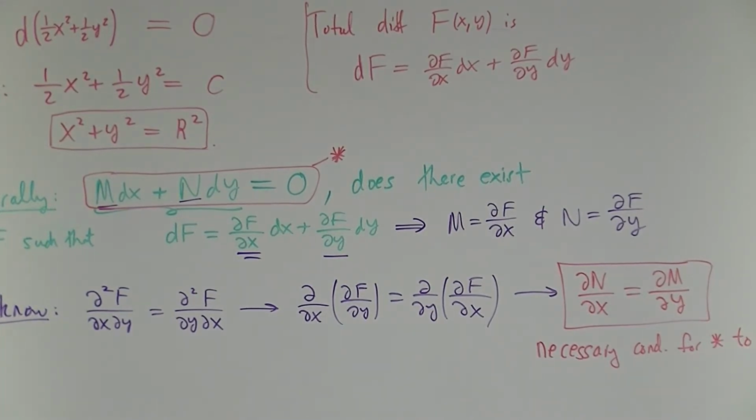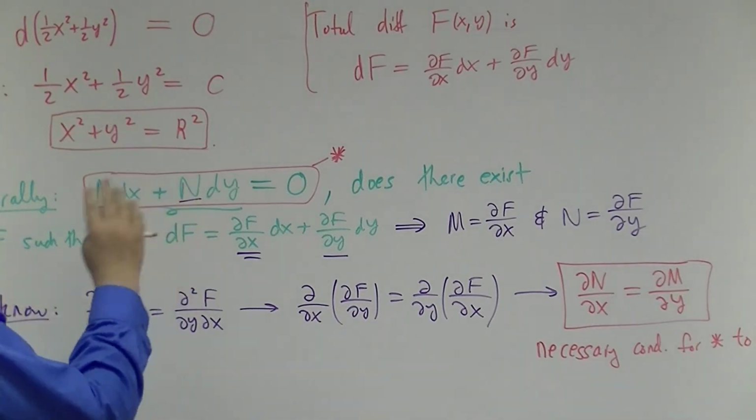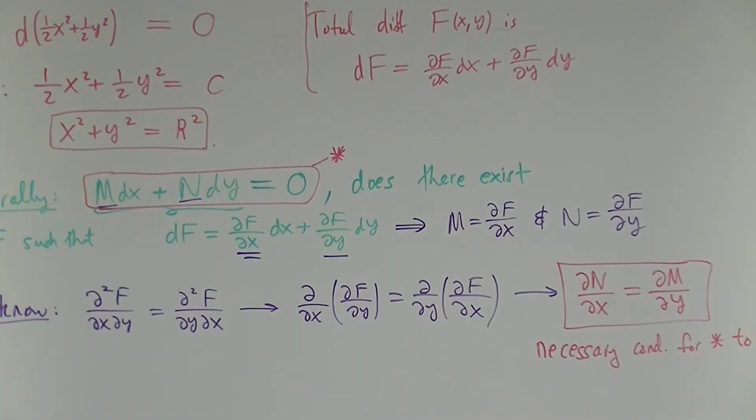Only in simply connected domains. Otherwise, it's generally a local result. If that holds at a point, if you can find some simply connected neighborhood close to the point where that condition is met, and if partial m partial y equals partial n partial x is true on that whole open set, then you can find a level function f such that the solution to star is just f equals a constant.